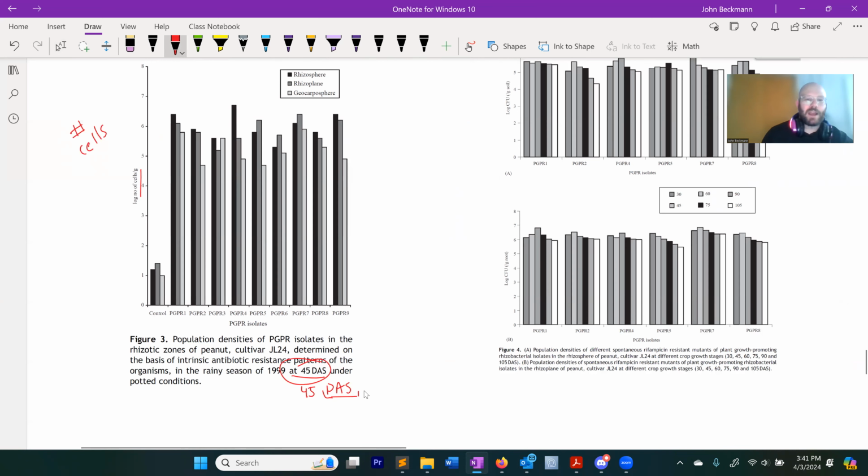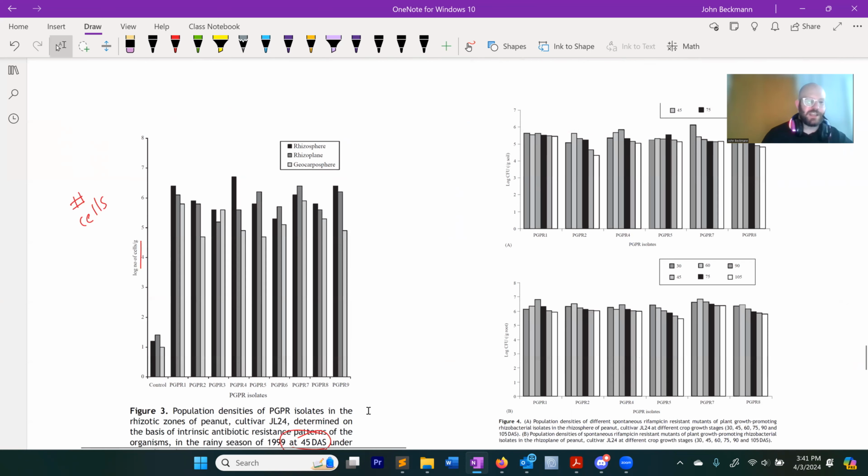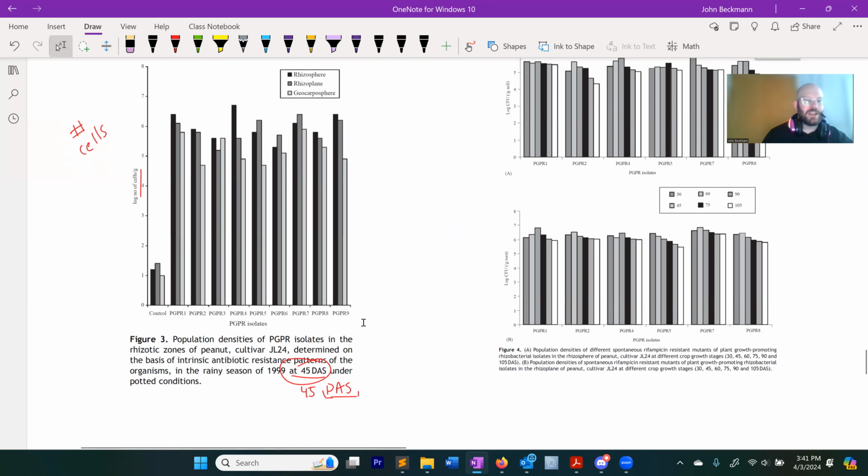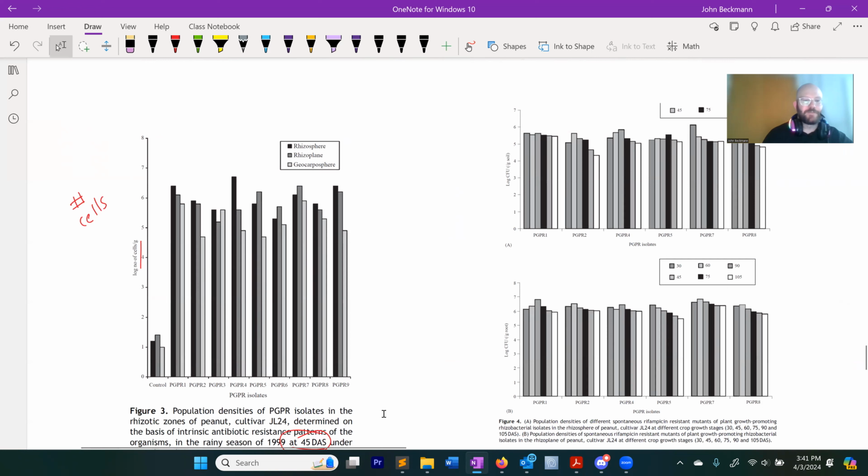So why is this data important? They're taking a read 45 days after planting or sowing, and they're showing you this data. What are some of the conclusions, and why do they do this? Okay, so I would say it as persistence.